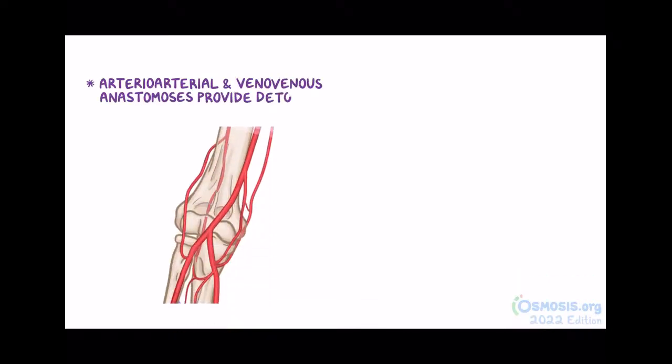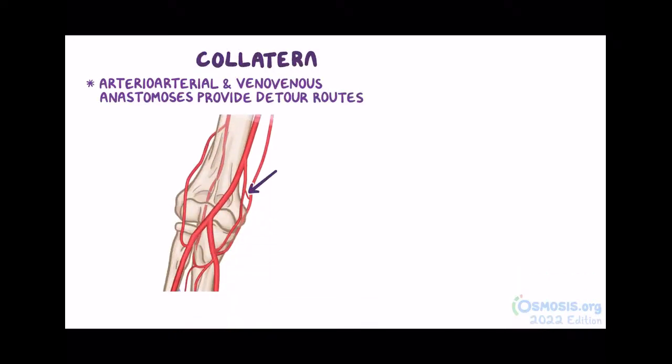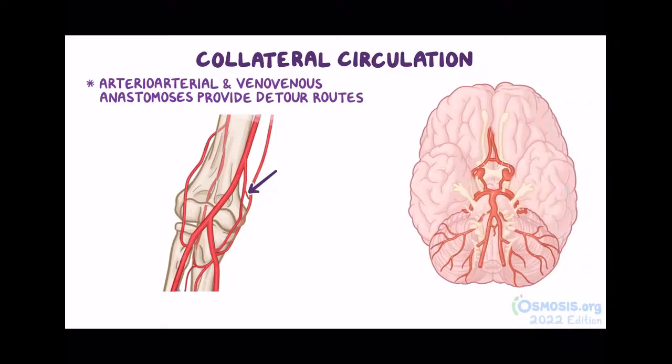Now, in some cases, the main blood vessel supplying a tissue can become blocked. Here, arterioarterial and veno-venous anastomoses provide possible detour routes, called collateral circulation, to ensure structures distal to the blockage receive ample blood supply. An example of collateral circulation is the circle of Willis in the brain.